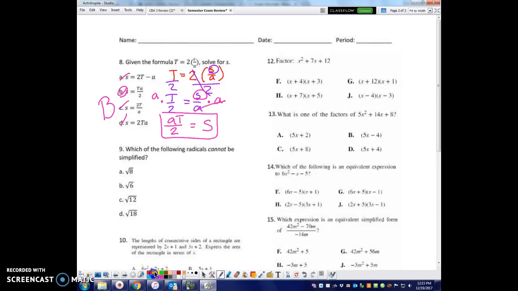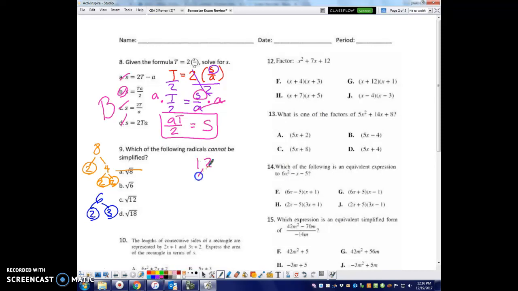All right, which of the following radicals cannot be simplified? So here we go. We're going to simplify all of them. Make your tree. Here's a quick and easy way you can know if they can be simplified or not. So it splits into 2 and 4. Then it splits into 2 and 2. Do we have any pairs here? We do. So we know that can be simplified. Next one. 6. Splits into 2 and 3. Those are both prime. Any pairs? Nope, no pairs.